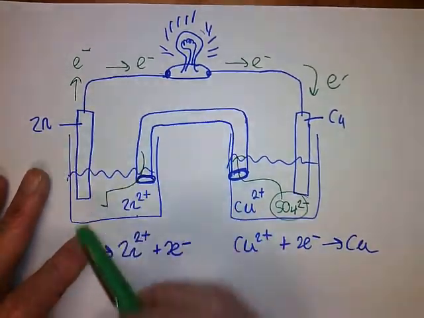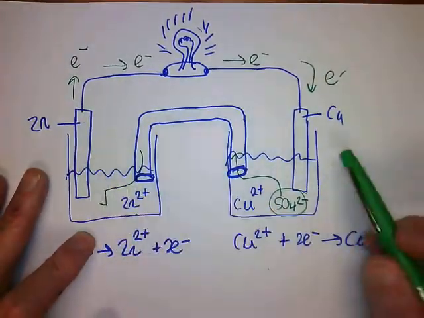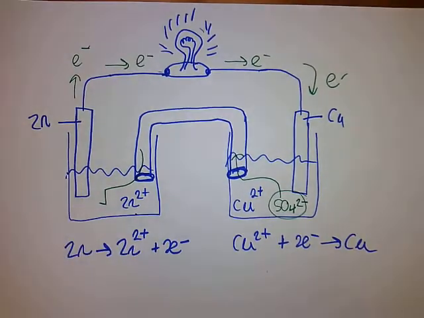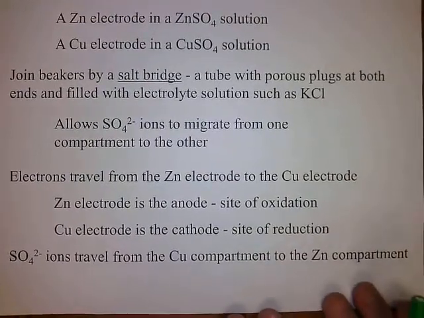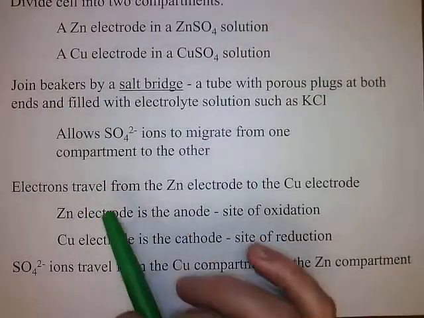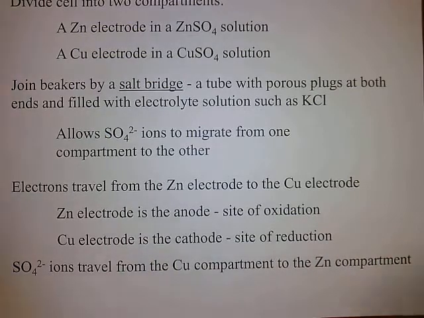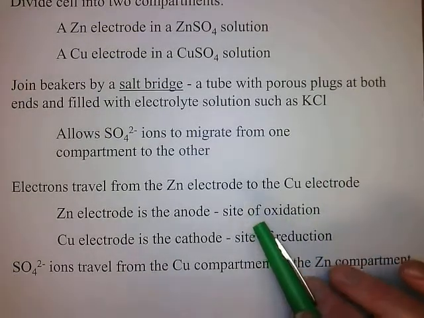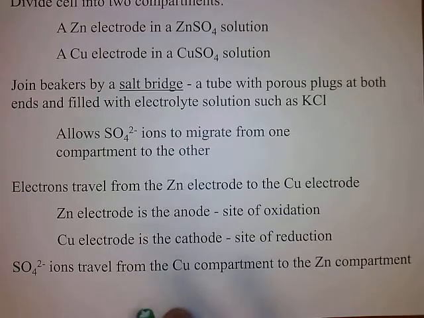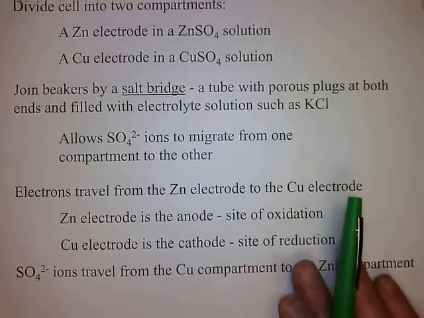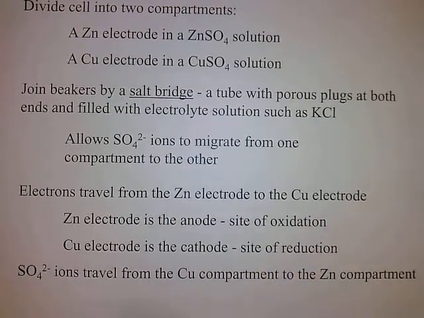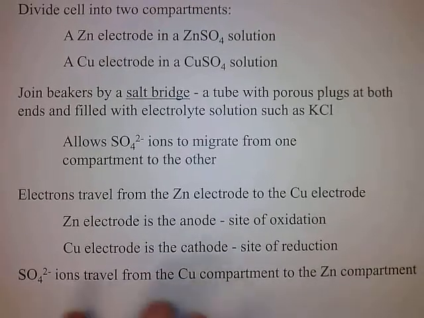So electrons flow from the zinc beaker to the copper beaker, and then the sulfate ions flow in the opposite direction. So one more time then, the zinc electrode is the anode, right? That's the definition of anode. That's your site of oxidation. And the copper electrode is the cathode. That's the site of reduction. So electrons travel from the zinc to the copper, all right? And then the sulfate ions travel in the opposite direction, from the copper to the zinc.